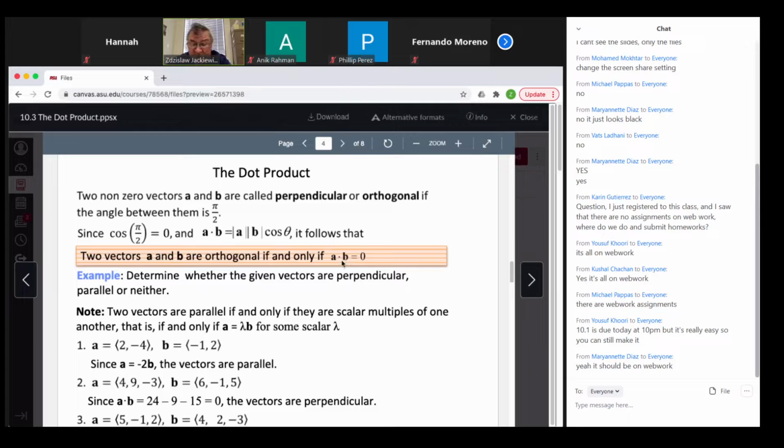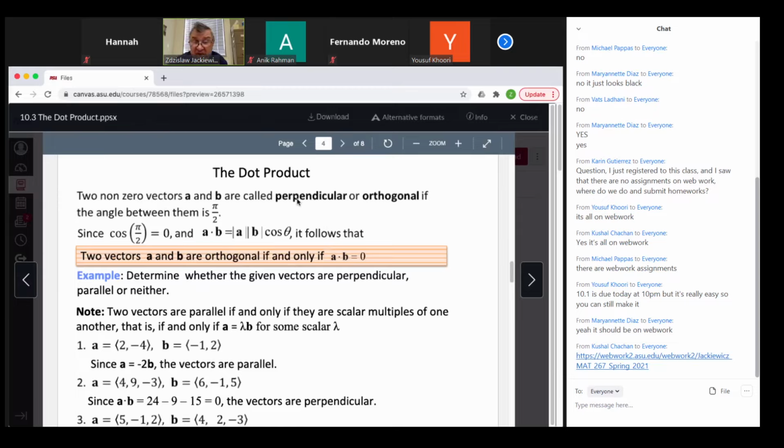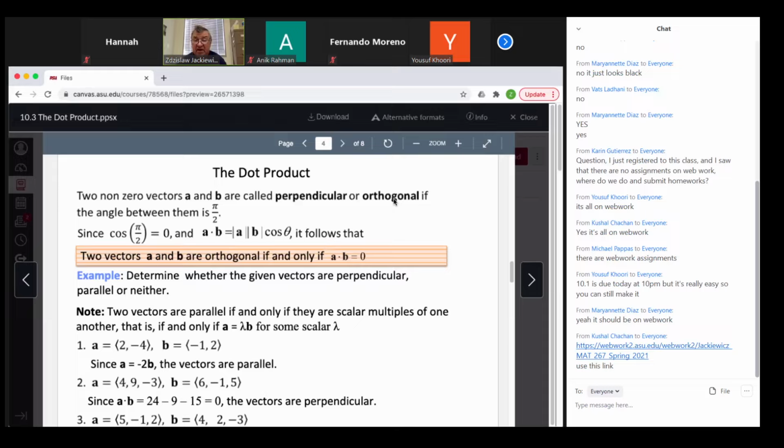You compute the dot product. If the dot product is 0, they are orthogonal to each other. If the dot product is not 0, they are not. So orthogonal just means perpendicular? Correct. That's a synonym. Orthogonal and perpendicular, those are synonyms. Perpendicular or orthogonal, same thing. Okay, thank you.